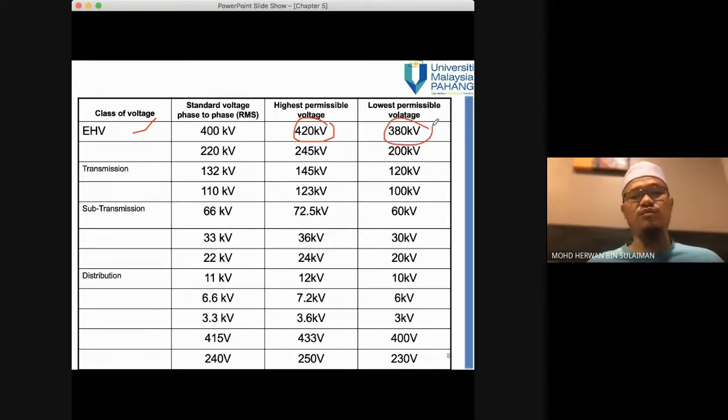Okay, and then this is the lowest permissible voltage. And then we have the transmission system from 220 to 110 kV. So this is the highest permissible voltage, and this is the lowest. Meaning that we want to maintain our voltage at the rated. And we have a star transmission, so we have 66 kV until 22 kV, and then we have distribution less than 11 kV. So this is the rated, with the plus minus that the system can accept.